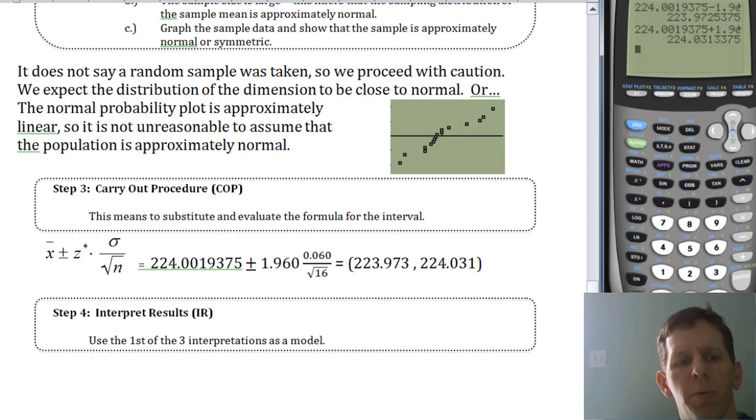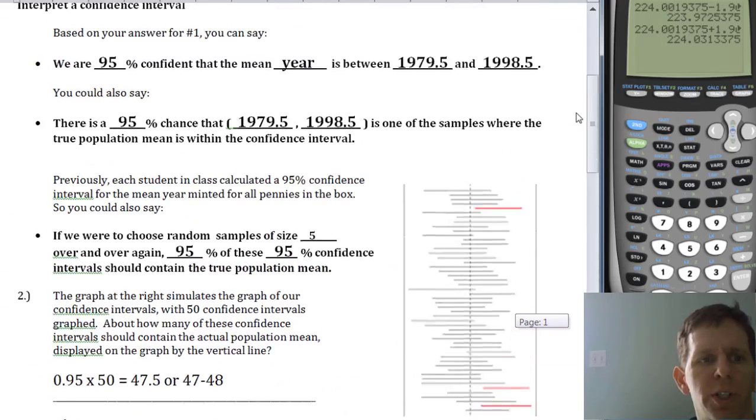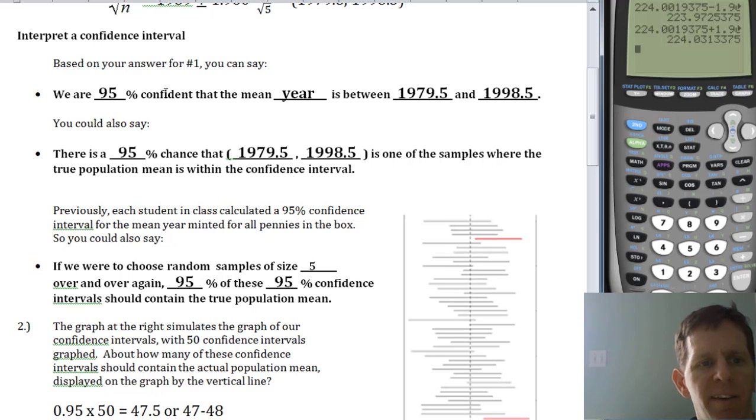In step 4, we interpret the results, which is going to be using the first of the 3 interpretations we used on the front side as a model. So you might remember on the front side of the worksheet we said we are 95% confident that the mean year is between 1979 and 1998. We're going to use our percentage for this problem, 95%, but we're going to replace what the mean is and obviously what these last 2 numbers are.